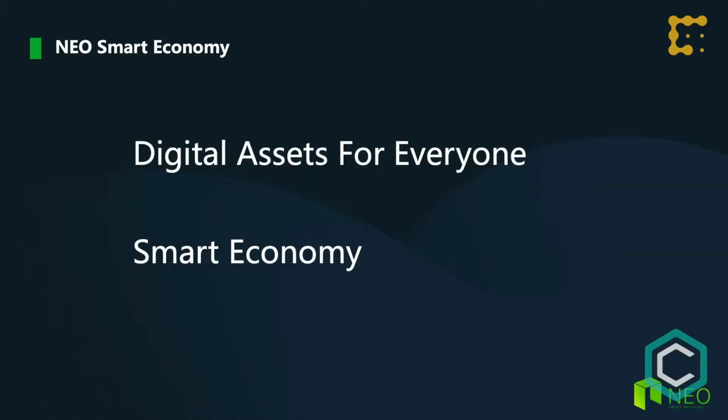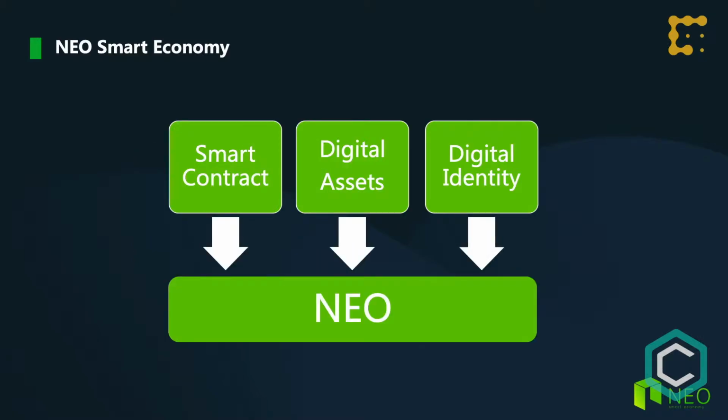It's about smart economy, because we saw the potential of the blockchain industry. So we think maybe blockchain can change this world. So the second vision is about smart economy. What's smart economy? Let's just make it simple. Within three parts, we can build a smart economy, which are smart contract, digital assets, and digital identity.